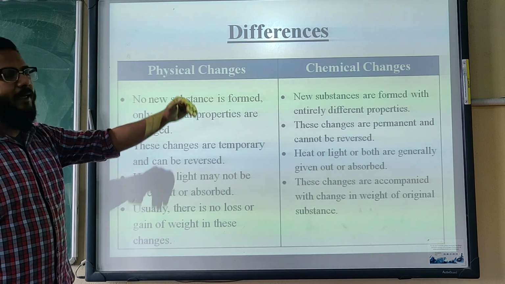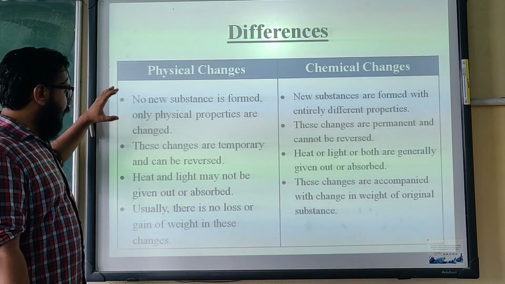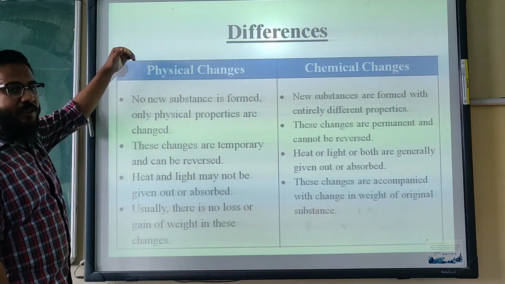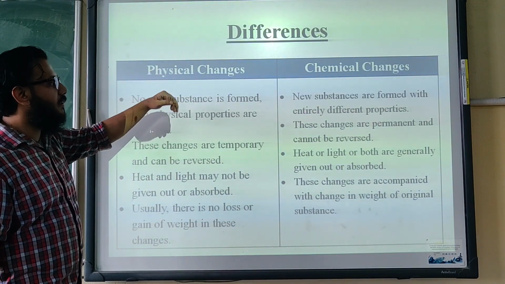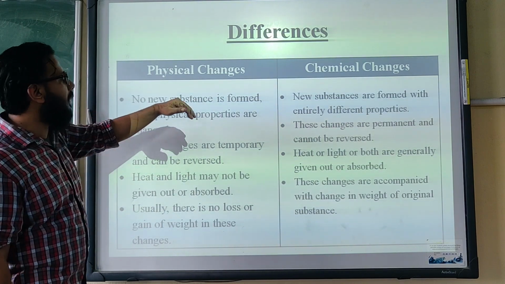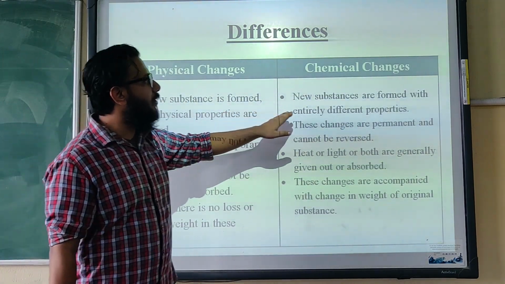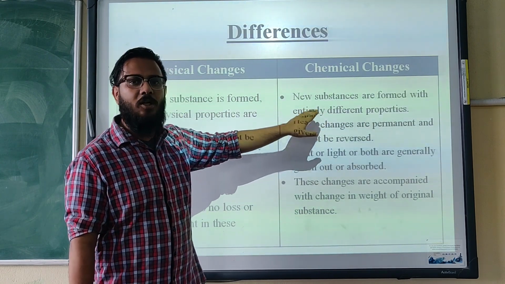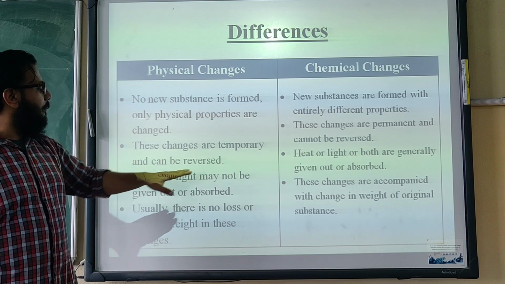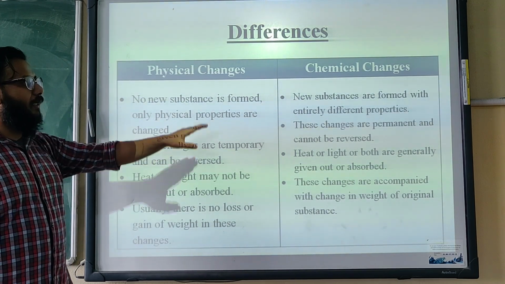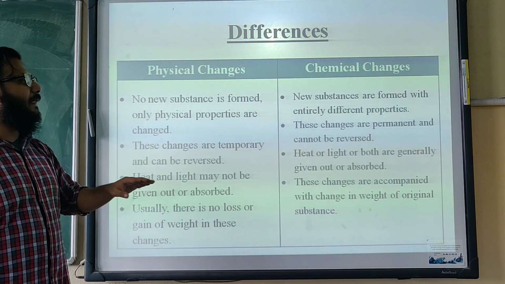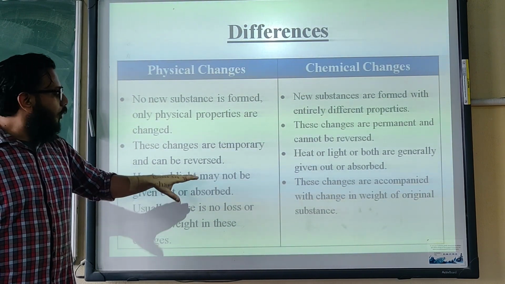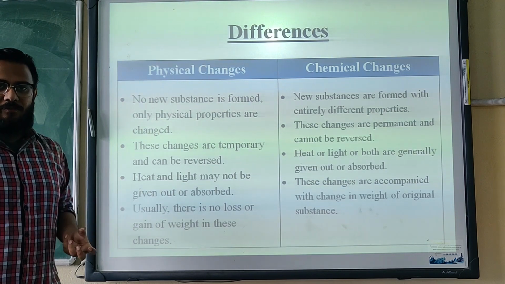between physical and chemical change. We've already discussed all of these, so let's just quickly read through it. In physical changes, no new substance is formed, only physical properties are changed. But in chemical changes, new substances are formed with entirely different properties. Physical changes are temporary and can be reversed, but in chemical changes, the changes are permanent and cannot be reversed. For physical changes, heat and light may not be given out or observed.